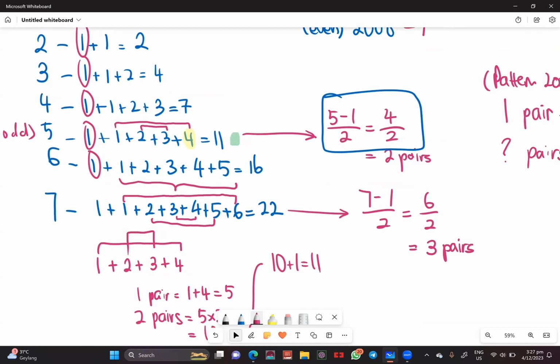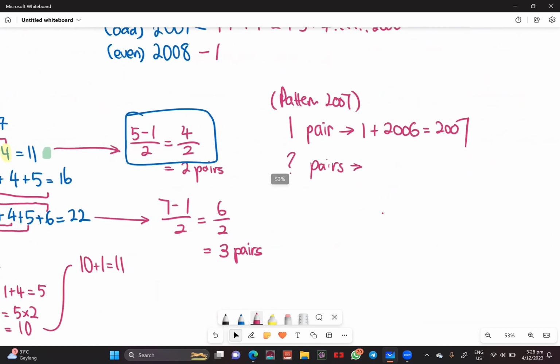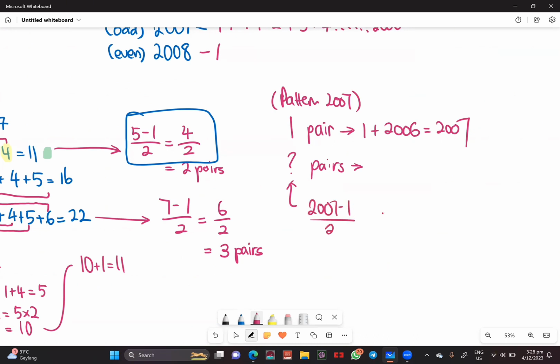Well, with that in mind, you want to use this same thing to find the number of pairs in pattern number 2007. So you do 2007 minus 1 over 2. You get 2006 over 2. When you do that, you get 1003. So there are 1003 pairs. Okay, so I'm just going to quickly note down 1003 pairs. In order for me to find the total, it will be 2007 times 1003.